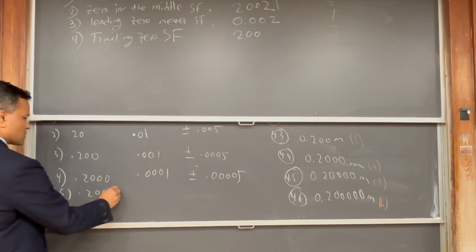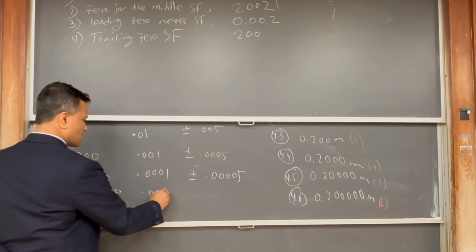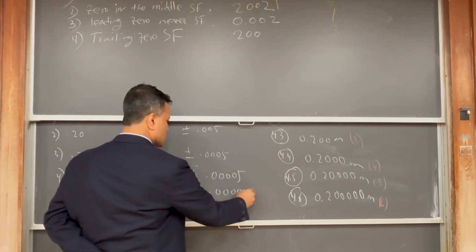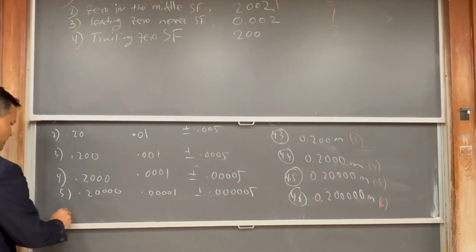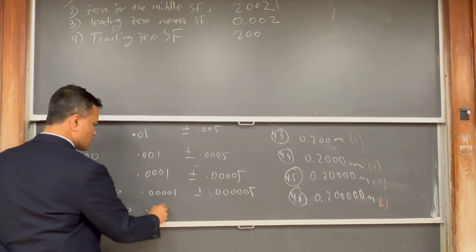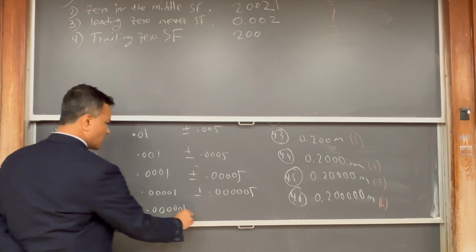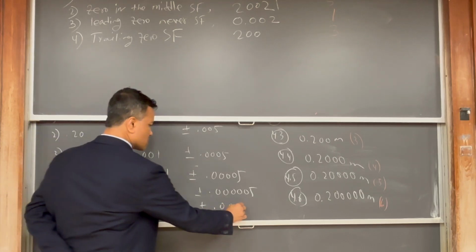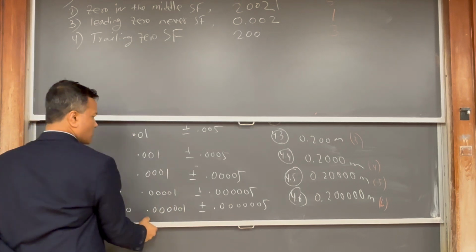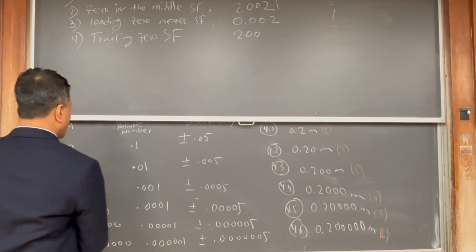Number 5, 0.20000, 0.00001, plus minus 0.000005. Last one, 0.200000, 0.000001, plus minus 0.0000005. Now, this one was done by a 10 centimeter ruler.